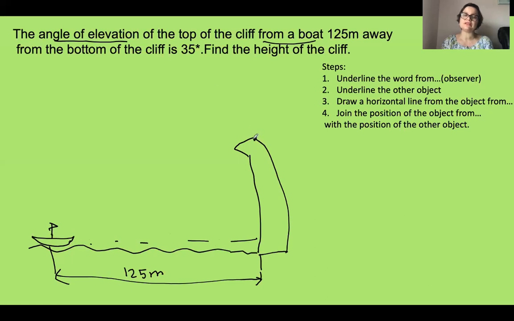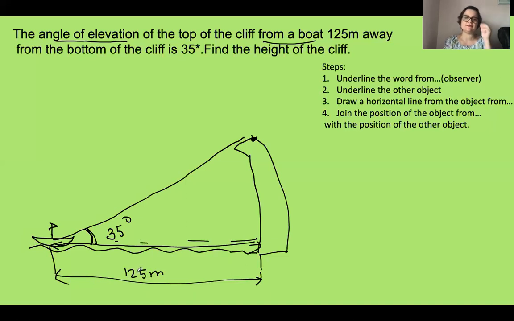So this is where the object is. The observer on the boat looks at the top of the cliff, right there. So this is the angle of elevation, right here. And this angle here is 35 degrees, just like that. And obviously this distance here is 125 meters, because the two are the same thing.